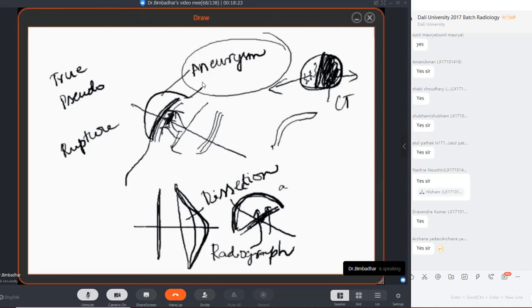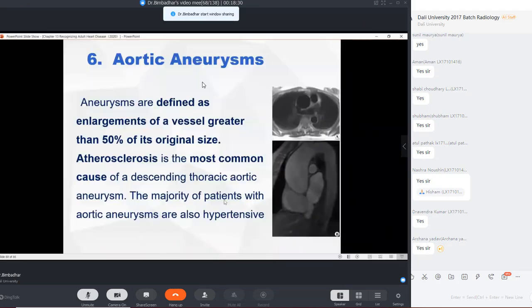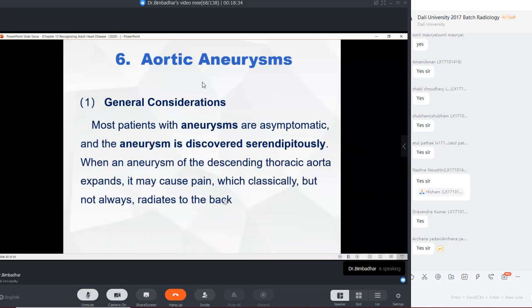Okay, so that's the reason I say this is a very, very simple appearance. Here, atherosclerosis is the most common condition. Okay, hypertension is also there, and they are almost abrupt. And the symptom is the sudden, tearing pain that is coming down, and it always radiates to the back.